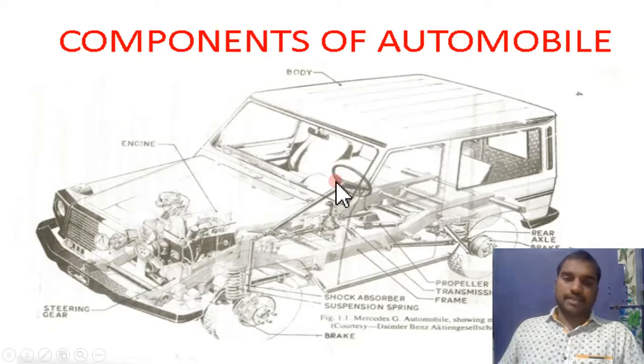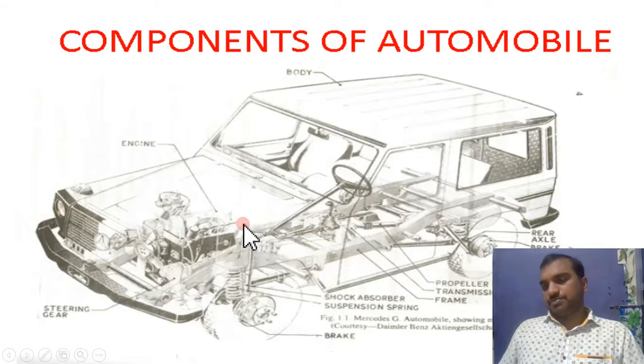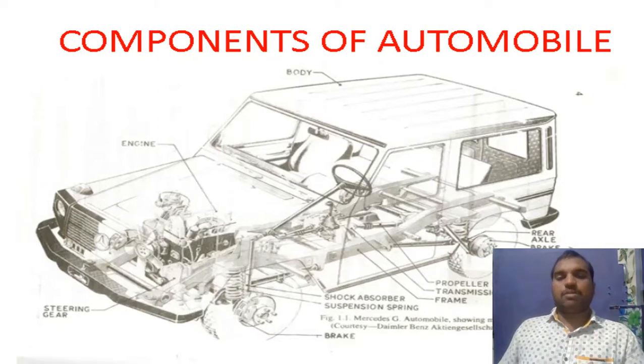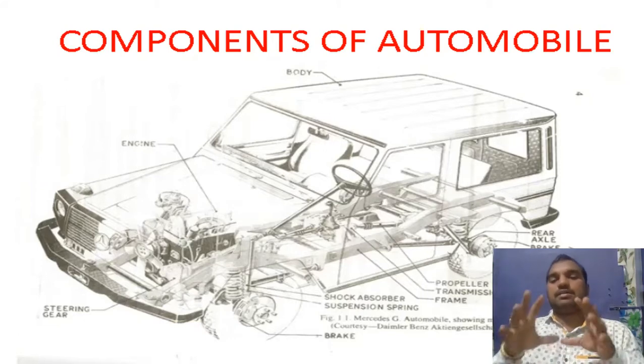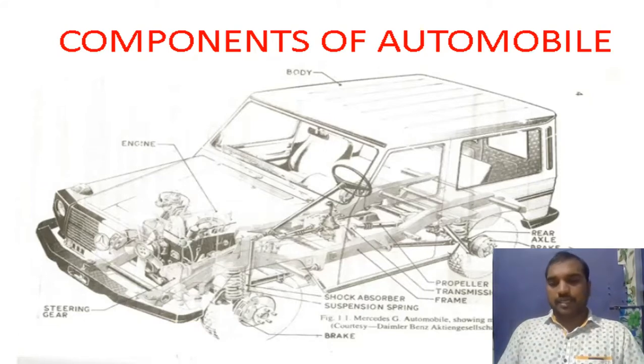Coming to the auxiliaries, auxiliaries are the lighting system, starting system, charging system, and gauges, horn. These all come under the auxiliaries. So now it is very clear that an automobile is a combination of different parts, and the different parts are a combination of several systems. The combination of several systems is the automobile vehicle.